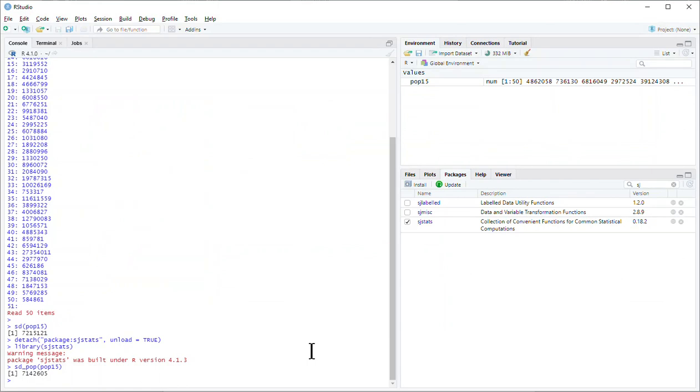Once again, be very, very careful about the difference between the standard deviation and variance of a population versus the standard deviation and variance of a random sample. Now, the author of our textbook points this out in 14.6.1. He doesn't go over this sd_pop command that you can get from the sjstats package. The author just shows you how to do it using base commands, but we can use this sjstats package if we need to.